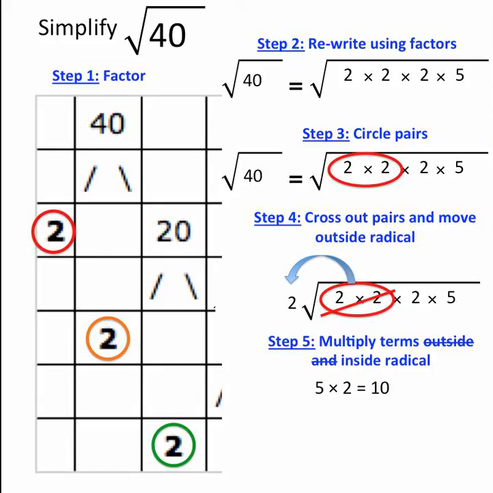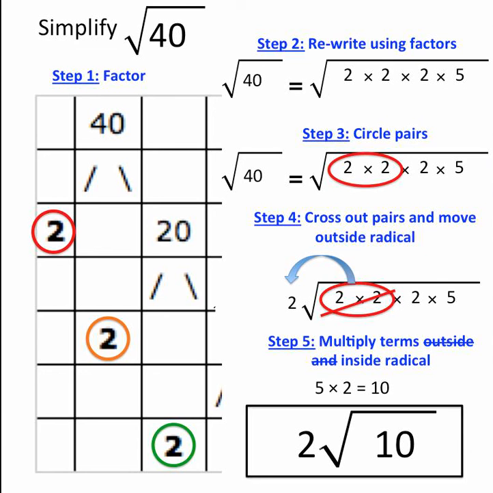And inside the radical, I have 2 times 5. So that is 10. So I know that inside the radical it's going to be 10, outside it's 2, so my final answer is 2 radical 10. And it cannot be simplified any further than that. There's my final answer.